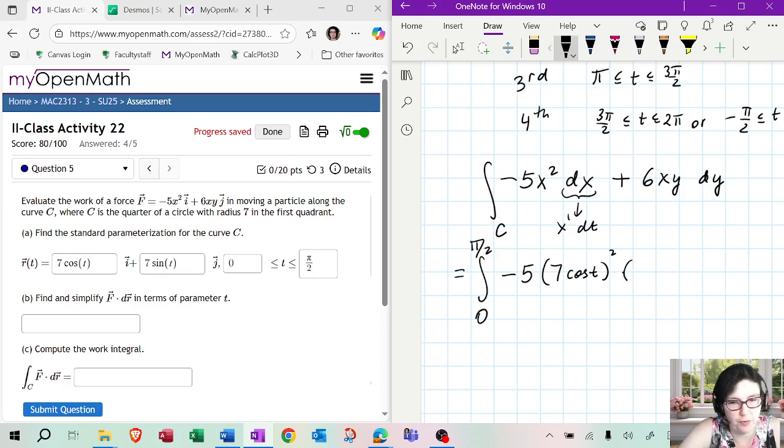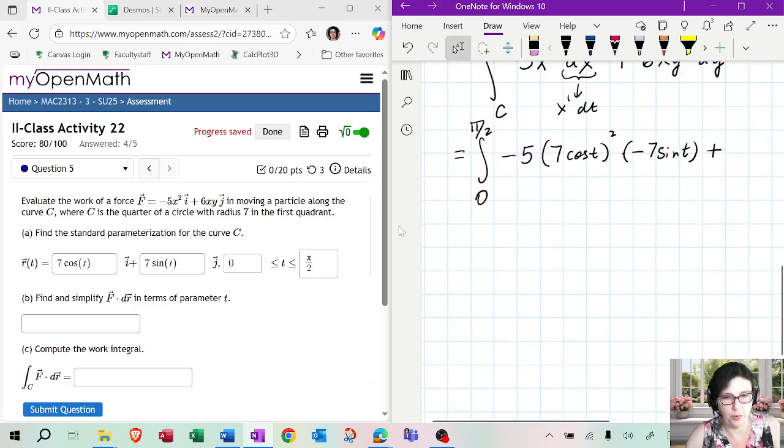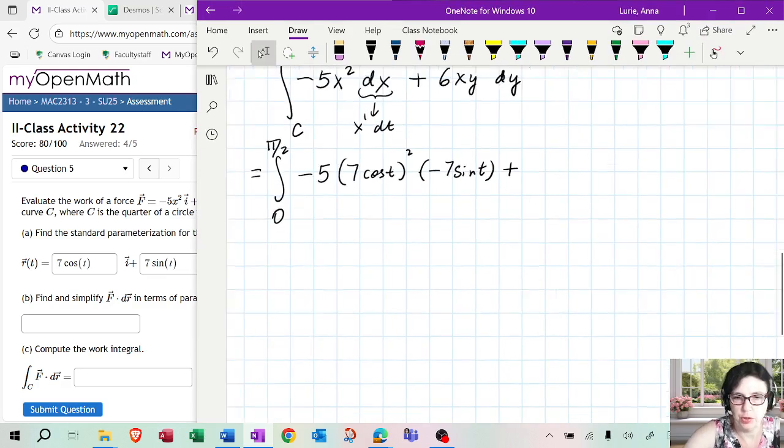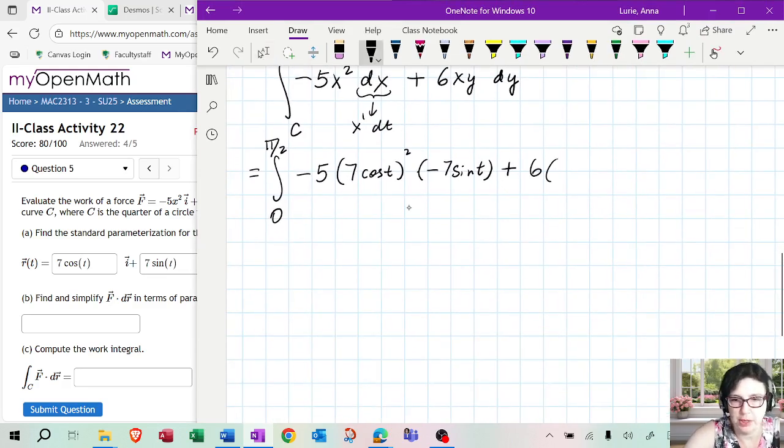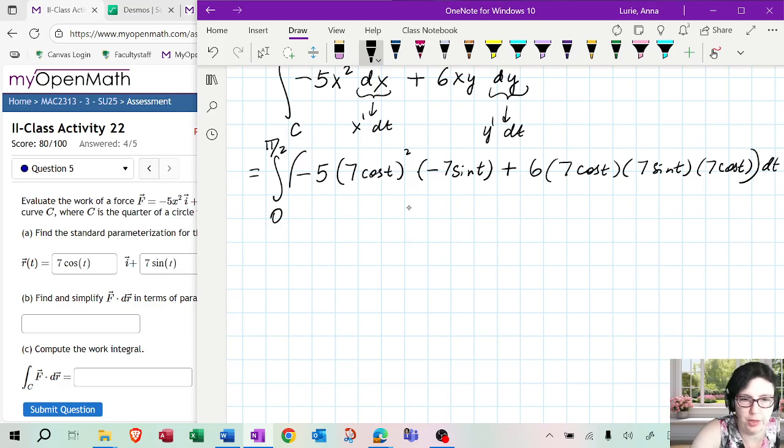This is the differential of x, and x is a function of t, so this is really x prime dt. So what is the derivative of x? Well, x is 7 cosine t, and the other one is y. So the derivative would be negative 7 sine t. Plus, then we got 6xy. So this is going to be 6, now x is 7 cosine t, y is 7 sine t, and dy, again, is not just dt, it's y prime dt. So y prime, y was 7 sine, so this will become 7 cosine, and then we just add dt at the end. This whole thing is dt.